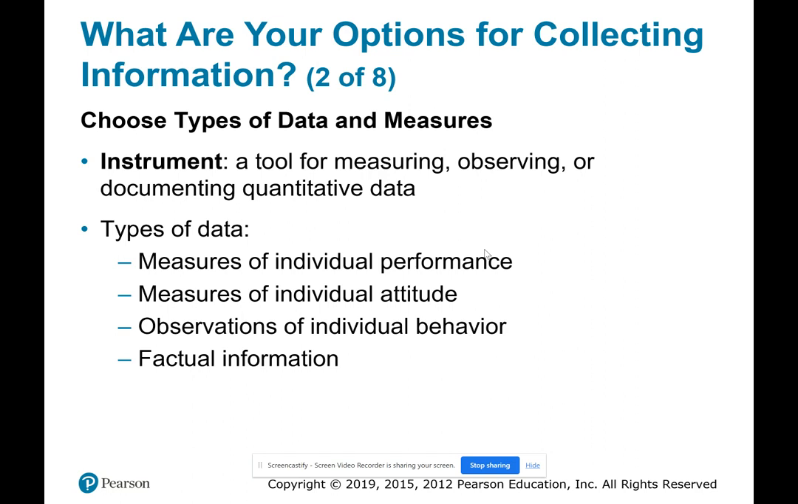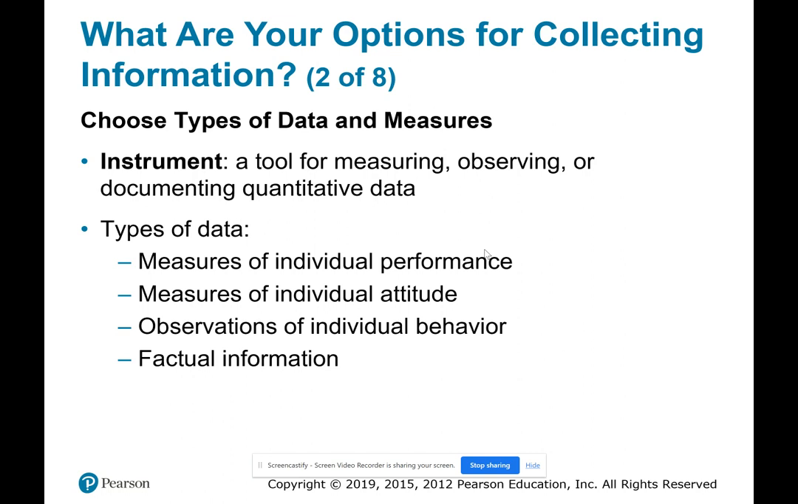So still collecting information. An instrument is a tool for measuring, observing, or documenting quantitative data. In quantitative research, there are four major types to be collected. Number one, measures of individual performance, such as achievement tests, which are like norm-referenced tests, like the Iowa test, or criterion-referenced tests, like a GED, aptitude test, and more. Number two, measures of individual attitude. These are like affective scales. Number three, observation of individual behavior, like a behavioral checklist. Number four, factual information, and that could be like public documents or school records. And we're going to go into more detail on all of those.